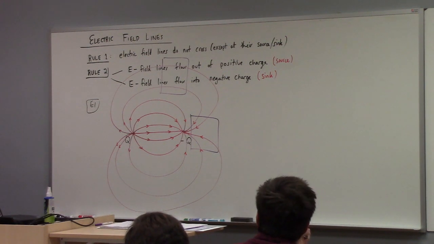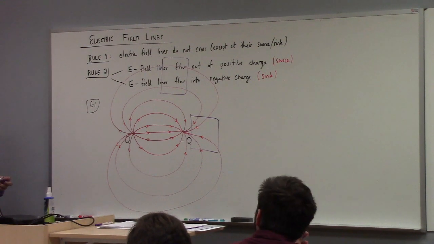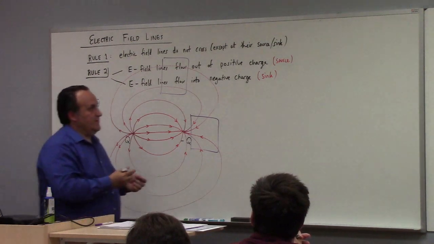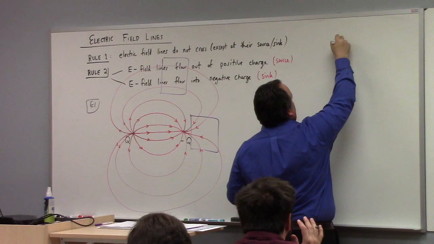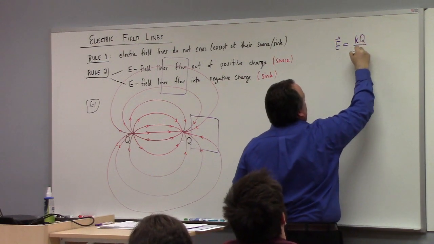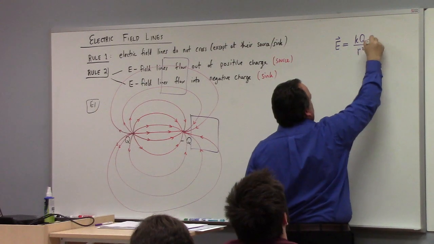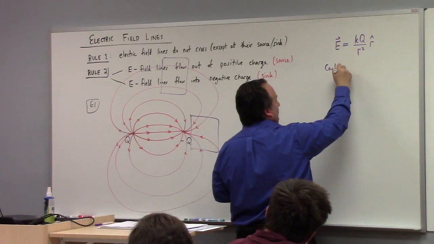Does that mean that the magnitude of the electric field is relative to where you're measuring? Yeah, it does. So remember last week we learned that the Coulomb field, if the charge is at the origin, is kq over r squared r hat. So this is the so-called Coulomb field. Let's draw the field lines for that.